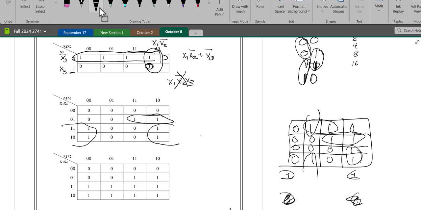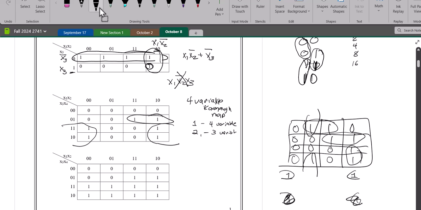Now with a 4-variable Karnaugh map, with any size of Karnaugh map, the number of variables you have in your expression is related to the size of your circle. So if you just have one thing in your circle, then you will have all 4 variables, either complemented or non-complemented. If it's a group of 2, you'll have 3 variables. If you have a group of 4, you'll have 2 variables. And if you have a group of 8, you'll have 1 variable. That's for a 4-variable Karnaugh map.